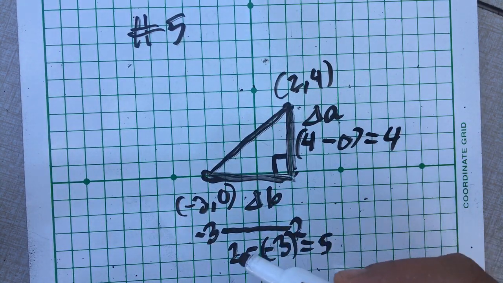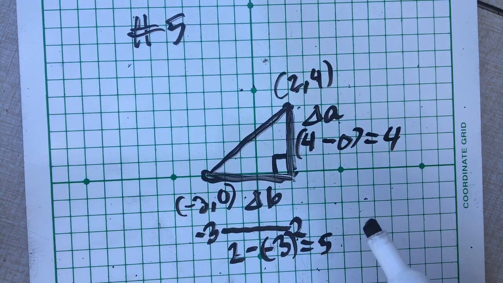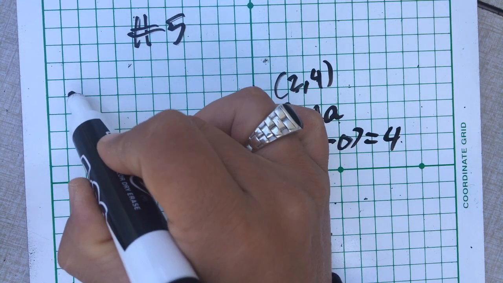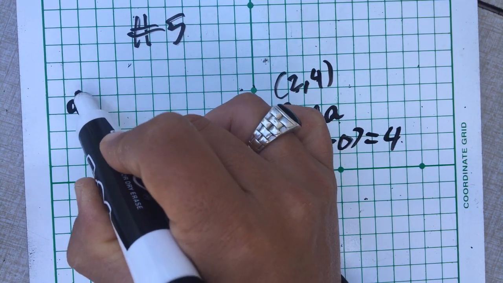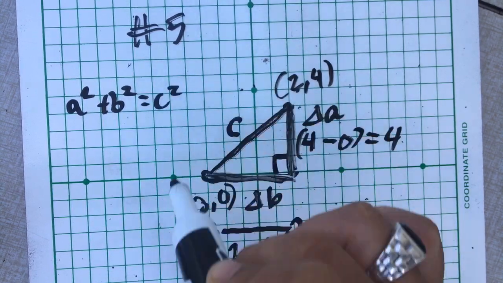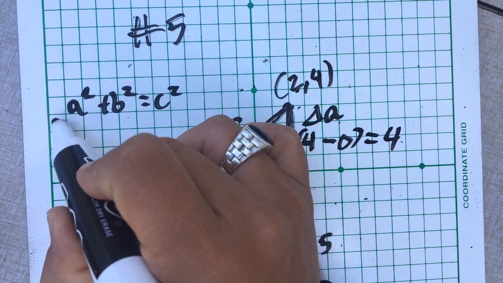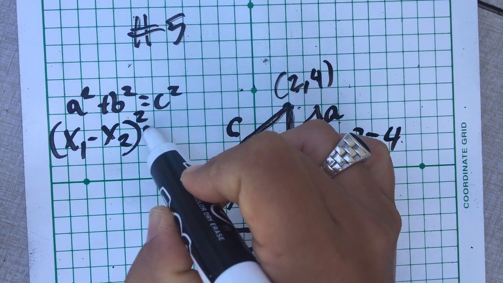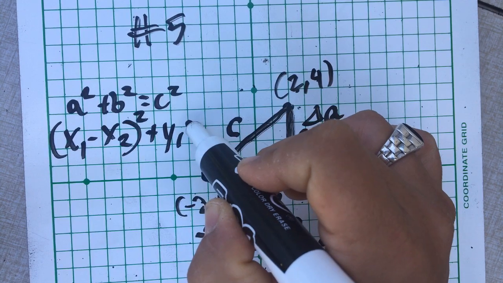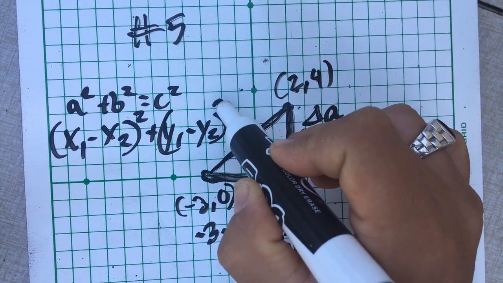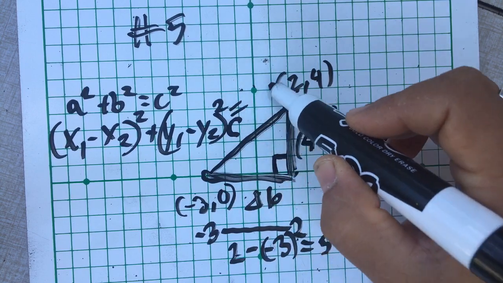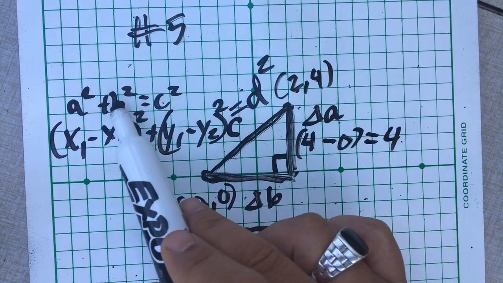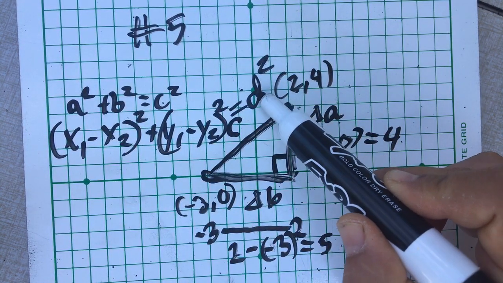So again, I have a very basic triangle. My A is 4, my B is 5. I have to now solve for C. So it becomes A squared plus B squared equals C squared. The distance formula is x1 minus x2 squared plus y1 minus y2 squared, and that equals d squared. So they're using C because it's ABC for Pythagorean Theorem, D meaning distance.